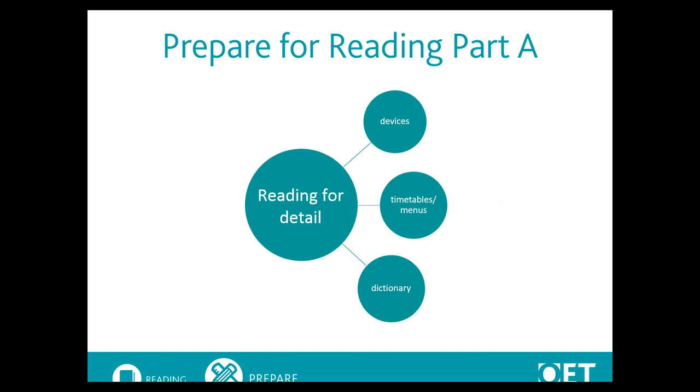To prepare for Reading Part A, you need to practice reading for details in workplace texts in English. You may be able to do this by reading similar texts at work. In addition, to specifically develop the reading skills for Part A, you can do some of the following. Set your device controls and menus to English. Read timetables and restaurant menus in English, and use an English dictionary while studying. These will all increase the amount of English you are skimming and scanning every day.